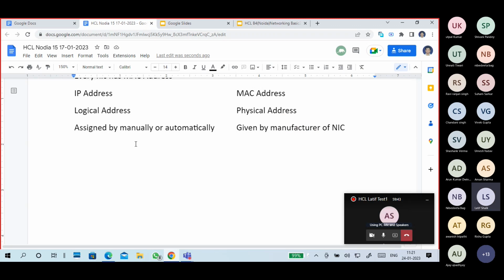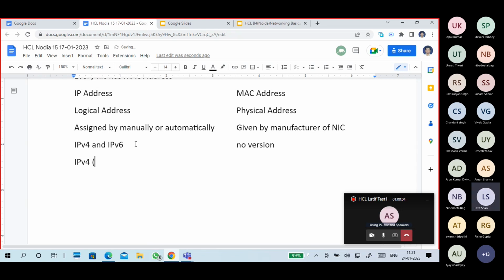Okay, manufacturer. In IP address, guys, we have IP version 4 and IP version 6. Two versions are there. Here, there are no versions, only a single type of MAC address. Nothing else is developed in that.